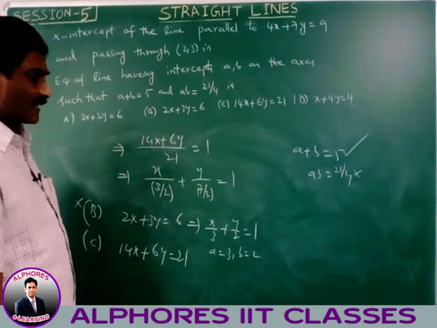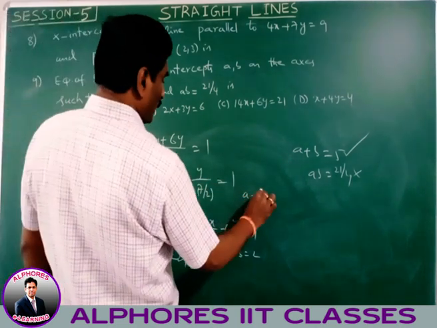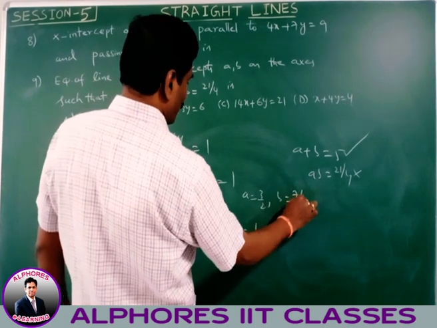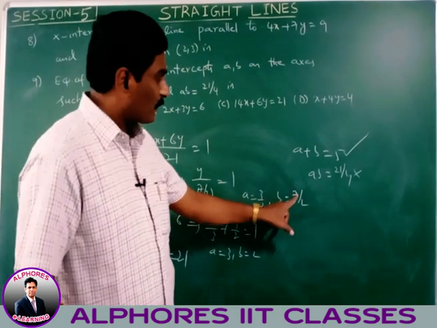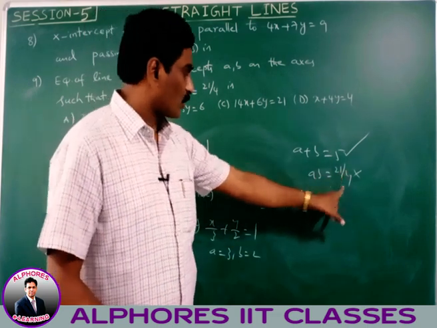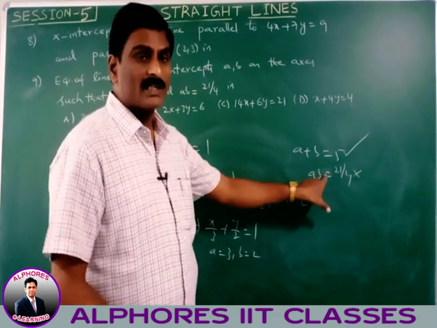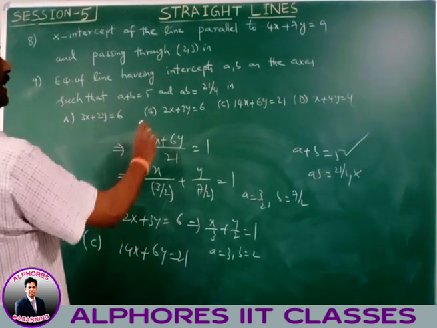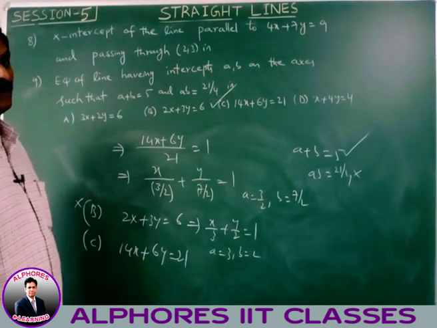Here, what are the intercepts? a = 3/2, b = 7/2. Here, a + b means 3/2 + 7/2 = 10/2 = 5. Okay. Next, ab = 21/4. Is it true or false? True. So, C is the correct answer. Okay. C is the correct answer.